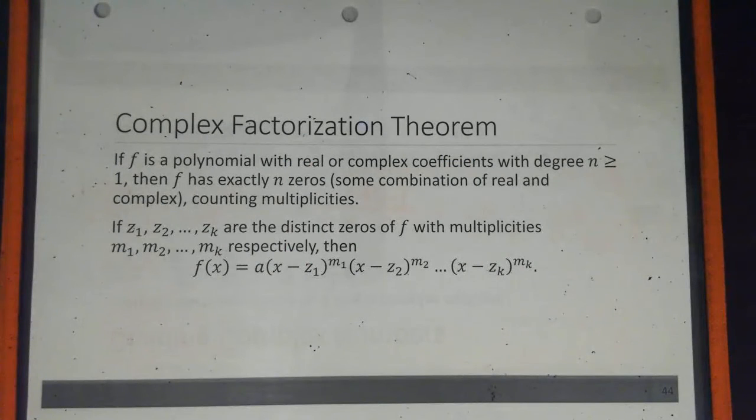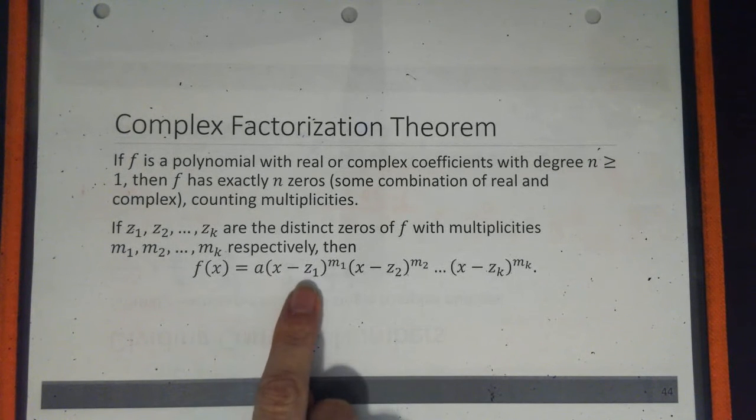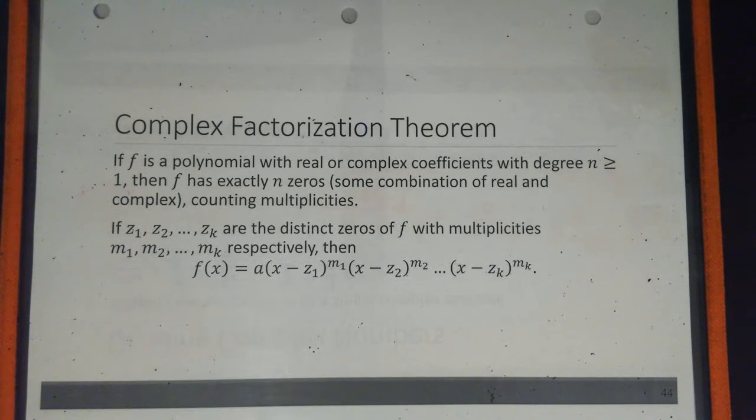So if z1, z2, up through zk are the distinct zeros of f with multiplicities m1, m2, up to mk respectively, then f of x equals a times (x minus z1) to the m1 times (x minus z2) to the m2, up through (x minus zk) to the mk. So every time we find a zero, we can write x minus that zero in parentheses, and that will be one of our factors. We have this a value out front like we saw before because there might be some sort of stretch factor that we have to account for. We'll see what we can do.